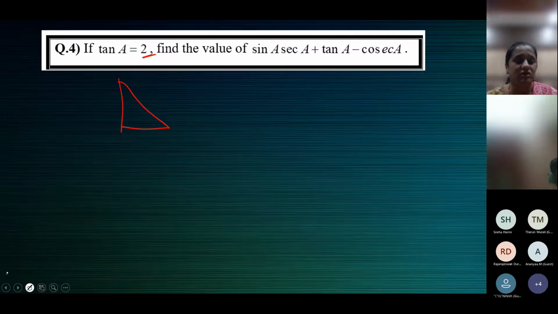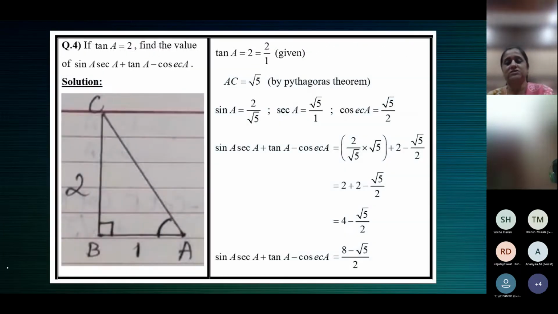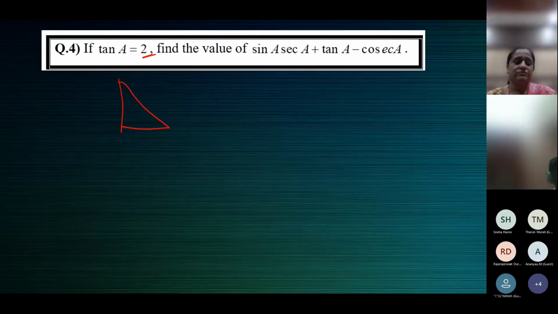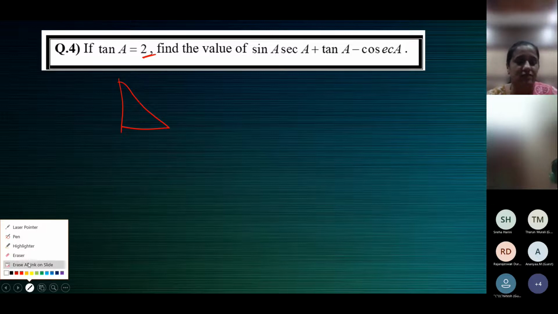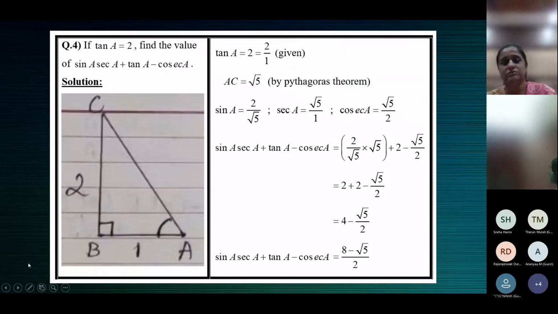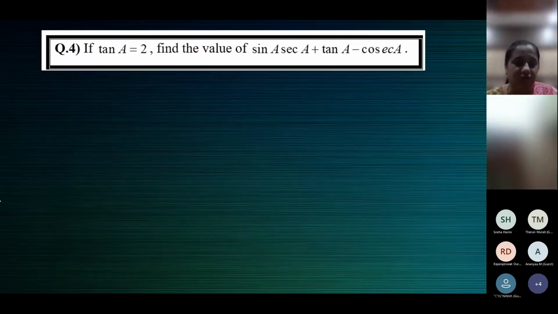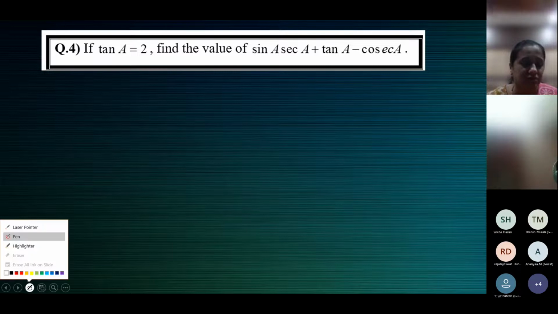What is secant A we got, children? What is secant A? Root 5, right? Have you all written this answer in your notebook? Yes, ma'am. No. Okay.